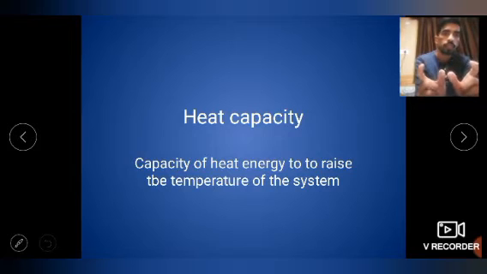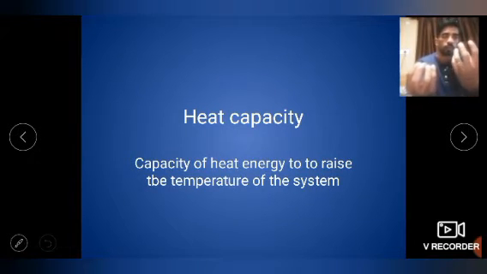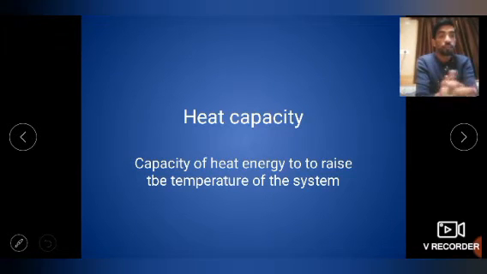So dear students, let me give you one example. Suppose you are going to boil 10 liters of water, and you have one big gas burner and one small gas burner. If you put 10 liters on both gas burners, just tell me on which gas burner the water will boil faster. Obviously the bigger one. It is the capacity of that gas burner which can heat the water faster than the smaller one. So it is called heat capacity. So it is the capacity of heat energy to raise the temperature of the system.